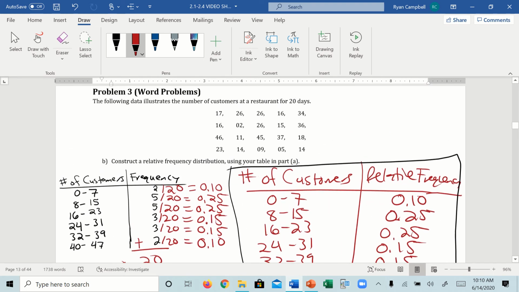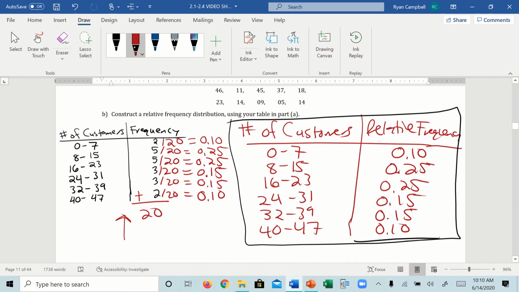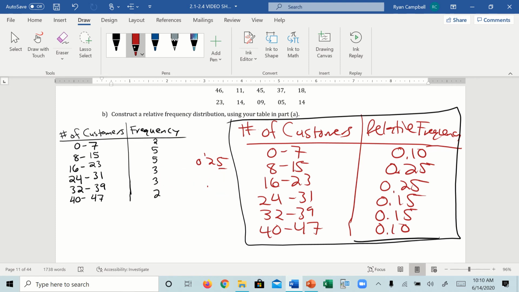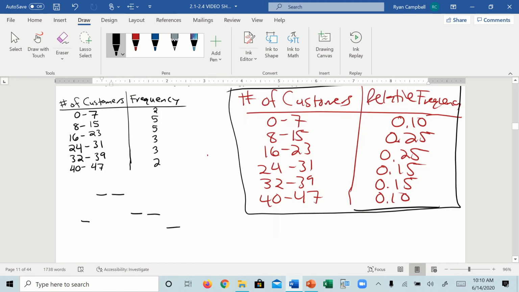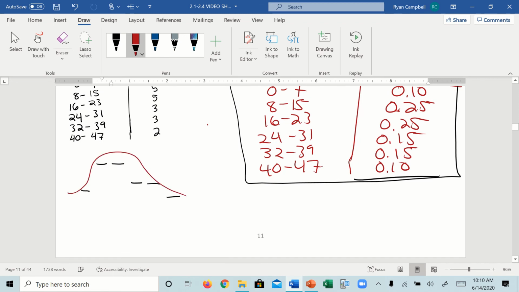What about this one, problem number 3, the relative frequency distribution? So we can see that it would be 2, 5, 5, 3, 3, 2. So this looks like it could be right skewed, right? Seems like the graph is high on the left and then low on the right. Also, this could be uniform.